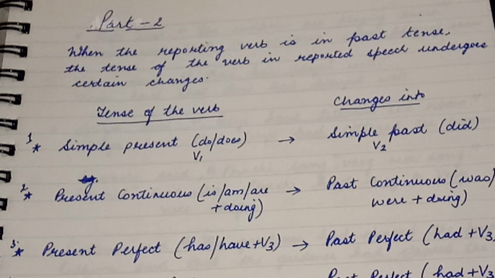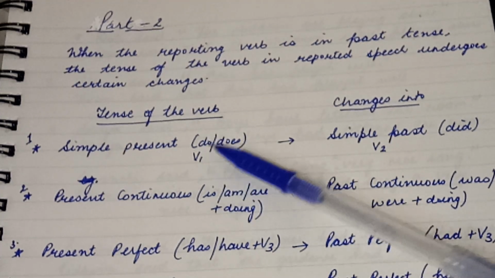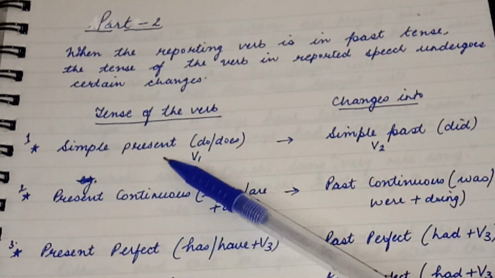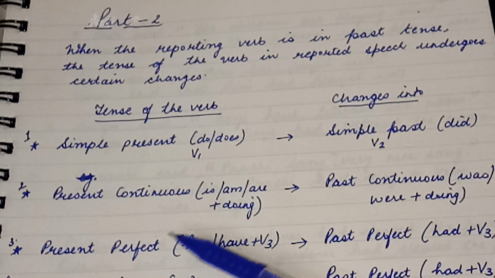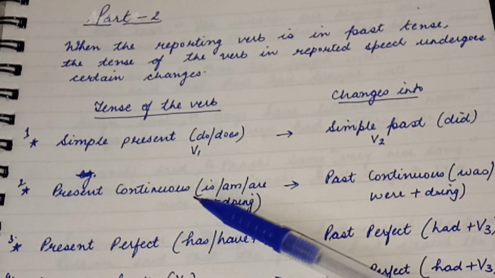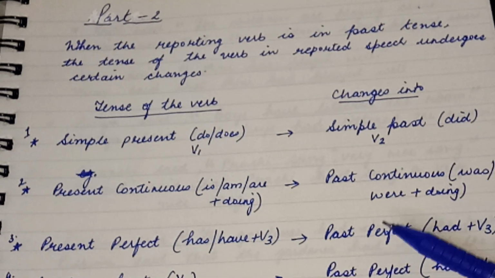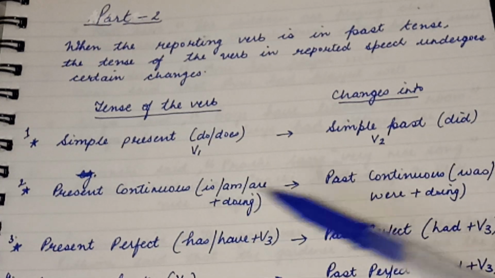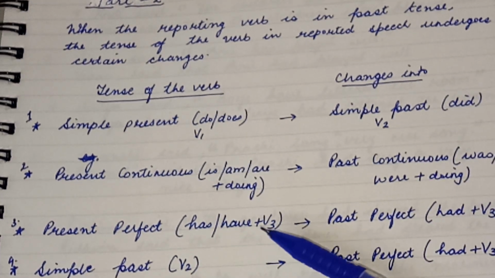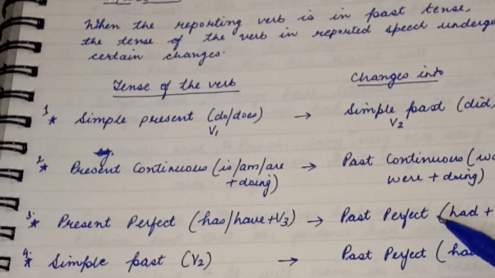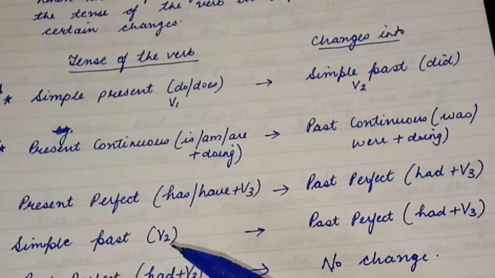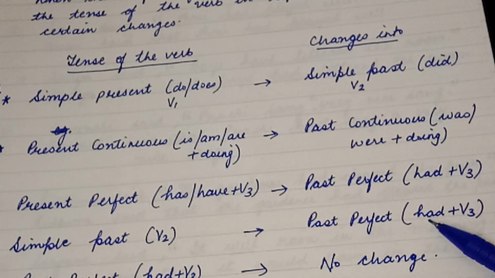See the changes. See, simple present tense, that is do or does, changes into simple past, that is it becomes did. Simple present changes into simple past. Present continuous like is, am, are plus doing word changes into past continuous, is or am becomes was, are becomes were plus doing verb. Then present perfect has or have plus third form of the verb changes into past perfect. That means it changes into had plus third form of the verb. Then simple past, if it is in second form of the verb, it changes into had plus third form of the verb.